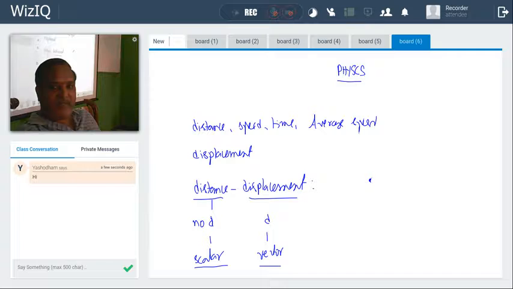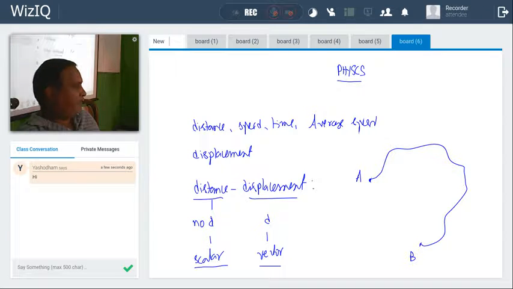Again, I will explain what displacement is. A body moves from A, changes its position by moving like this to B. The change of position from A to B, it goes like this and it travels here, right? So the distance between the initial position and the final position is equal to the displacement of the body.